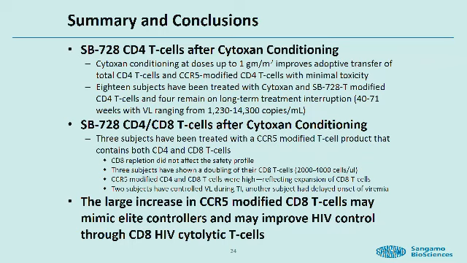Cytoxan conditioning at doses up to 1 gram per meter squared improved the transfer of total CD4 cells and CCR5 modified cells. 3 subjects that were treated with a CCR5 modified T cell product contained both CD4 and CD8 cells that did not affect the safety profile and may have assisted in the goals of the study, which is the effect on the viral load. And further, that large increase in CCR5 modified CD8 cells may mimic what is observed in HIV elite controllers.